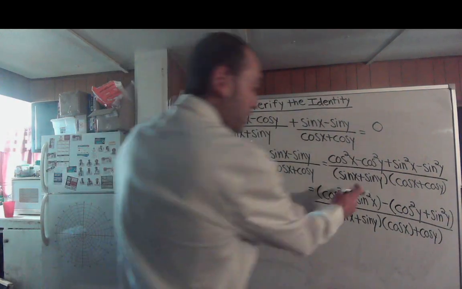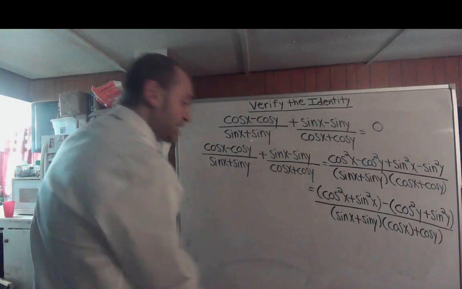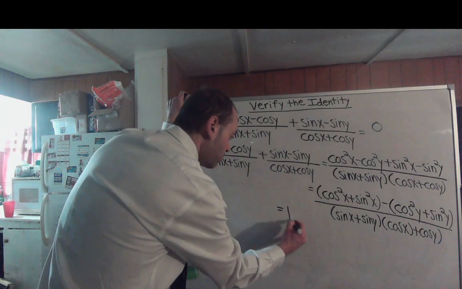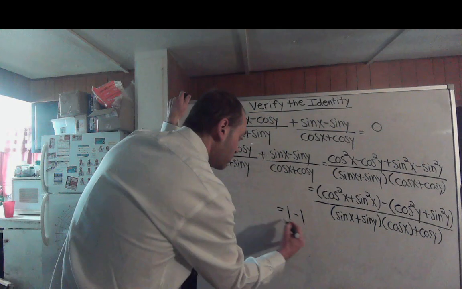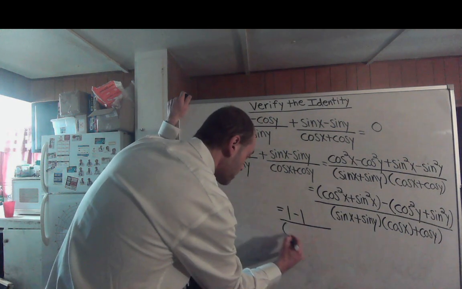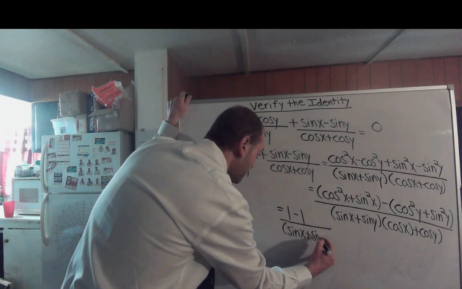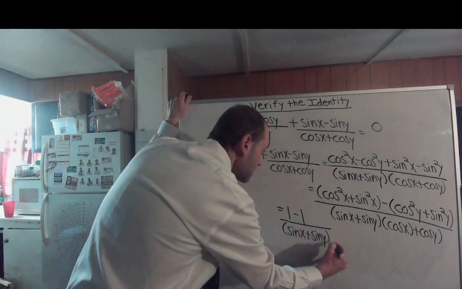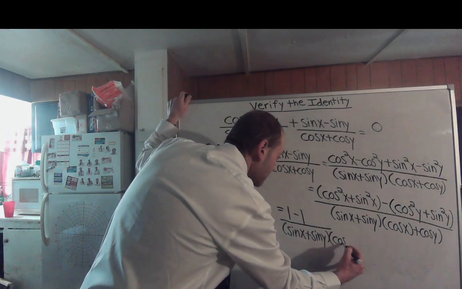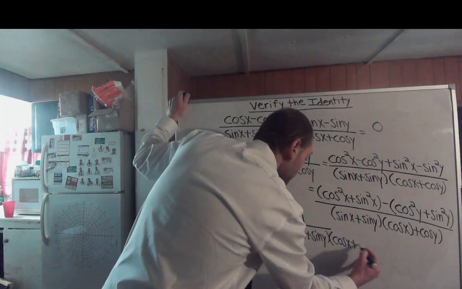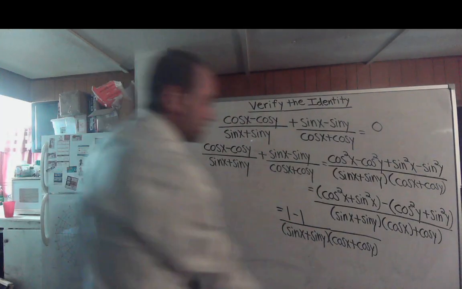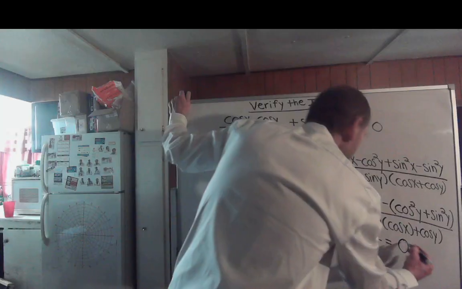Well, what are each of these cosine plus sine squareds? That's going to equal 1 minus 1 all over the quantity of the sine of x plus the sine of y times the cosine of x plus the cosine of y, which I think it's fairly obvious that 1 minus 1 is 0, therefore giving you 0.